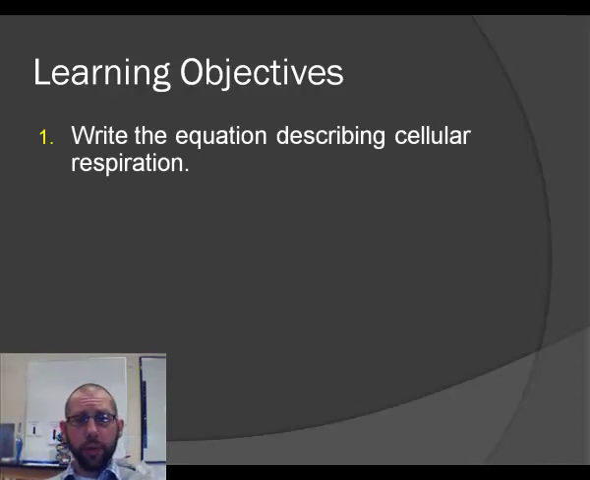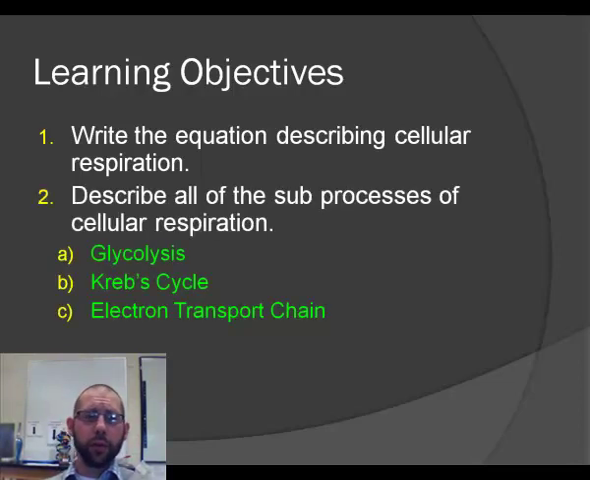So the first thing I want you to be able to do is to write the equation that represents cellular respiration, and again, it's the opposite of photosynthesis. Second thing I'd like you to be able to do is to describe all of the sub-processes that occur in cellular respiration, glycolysis being one, the Krebs cycle being another, and then of course the electron transport chain.